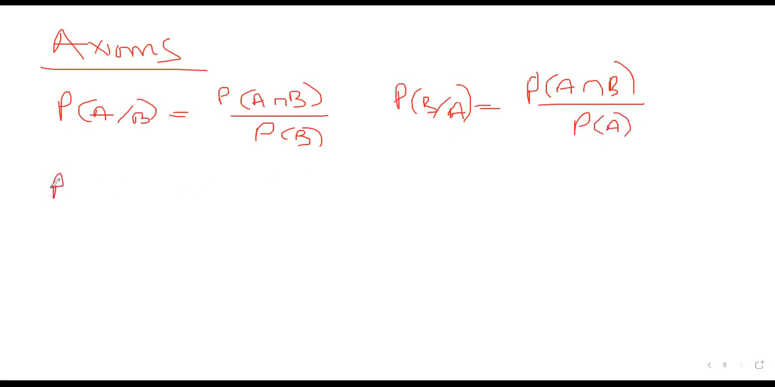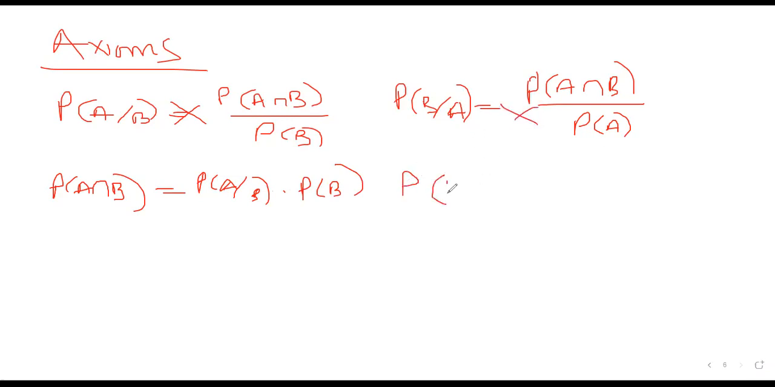Right. Then A intersection B is produced by cross multiplying there. This is A given B multiplied by the multiplicand, which is B here. Again, here, if I cross multiply, A intersection B will be probability of B given A times A. This is Bayes' theorem. All together, this is our song for probability.